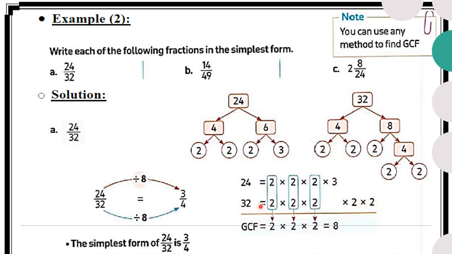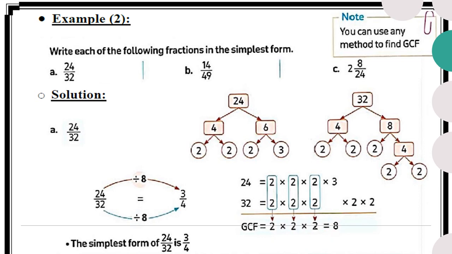Now, let's remember from the first term, GCF or the greatest common factor, we will take from each completed column only one number. So from the first column, we will take 2. From the second, take 2. From the third, take 2. Can we take 3? No, it's not a completed column. So the greatest common factor will be 2 times 2 times 2, which equals 8.